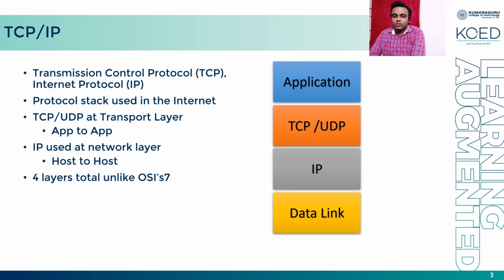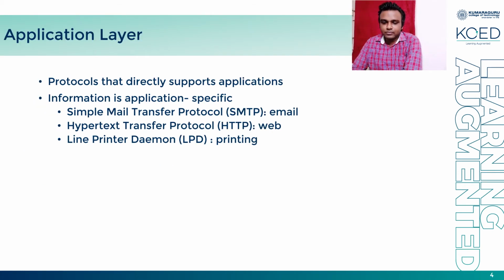The 4 layers total, it's similar to the OSI layers. These are the 4 layers based on IP and TCP based communication. The application layer has protocols that directly support applications. For example, for mail communication we use SMTP, HTTP for web-based communication, and line printer daemon for printing. There are many protocols used in the application layer for different applications.